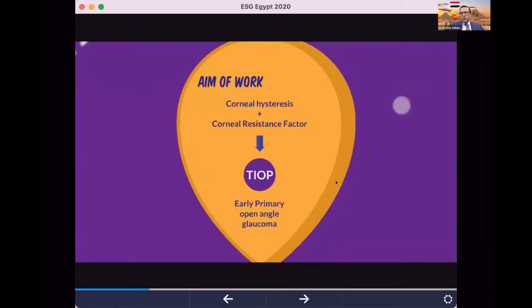As there is no cut point to determine the target intraocular pressure, our study aimed to introduce a new method for estimation of the target IOP in naive eyes with early primary open-angle glaucoma using the corneal hysteresis and the corneal resistance factor.